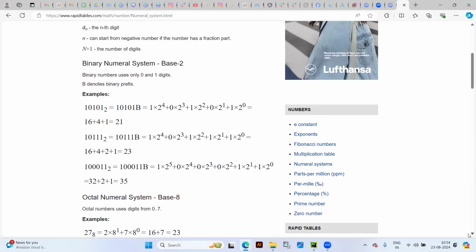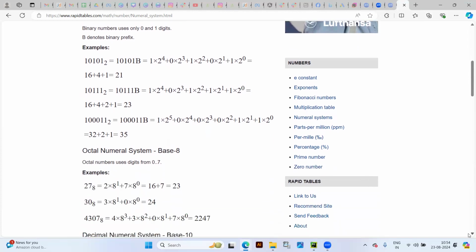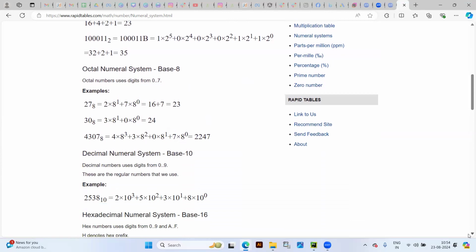The next is the octal number system, which is base 8. So 0 to 7 is the range of values. So 27 is the octal value. But now we need the equivalent decimal value. So this is how we are going to convert it. 2247 is a decimal value.